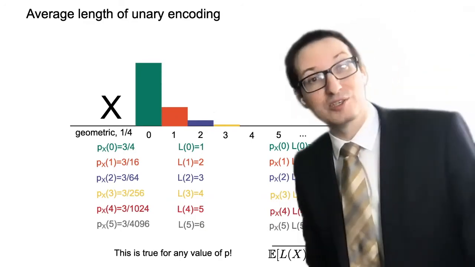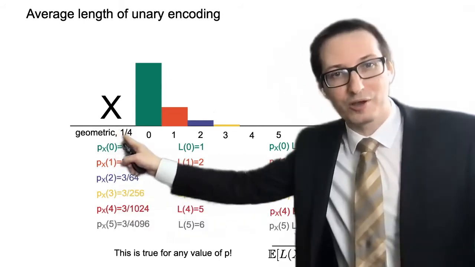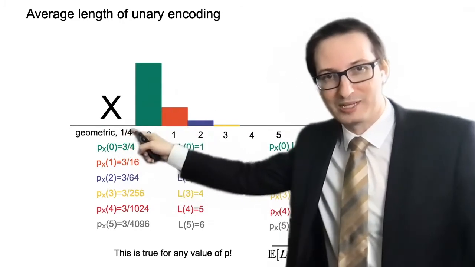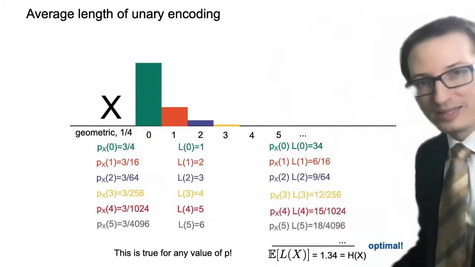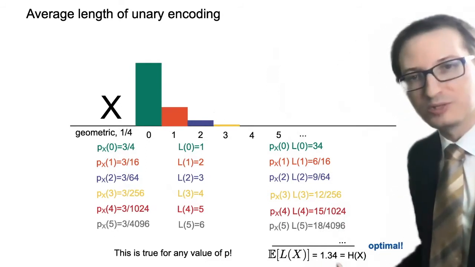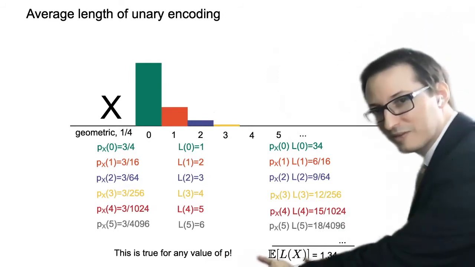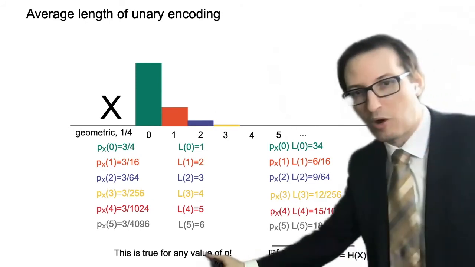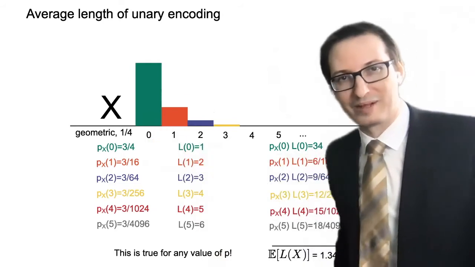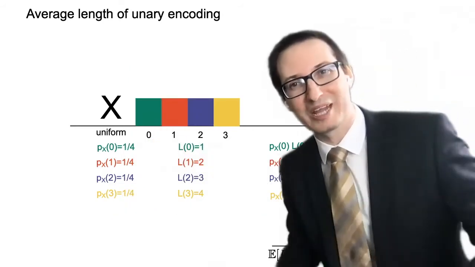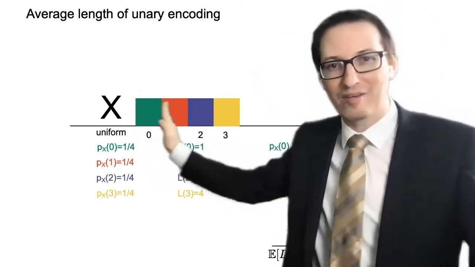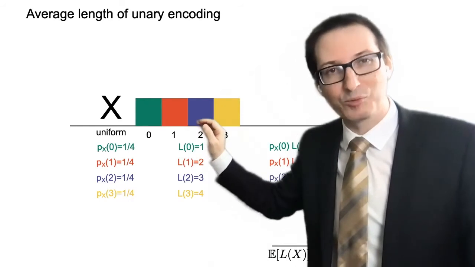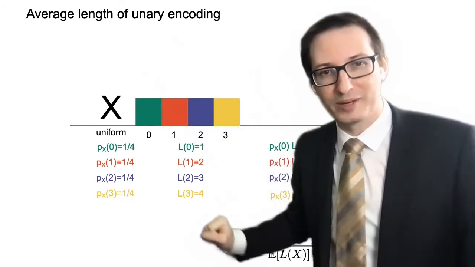But if I change the distribution, I take another geometric distribution, like in that case with a different coefficient here. So let's say 1/4 instead of 1/2. Then it is true that the unary encoding is always going to be optimal, in the sense that the average length of the thermometer encoding matches the entropy for any geometric distribution. But if you take another distribution, this is where the catastrophe happens. Let's assume I have now a uniform distribution of the data, and I'm computing the average length of this thermometer encoding over there.